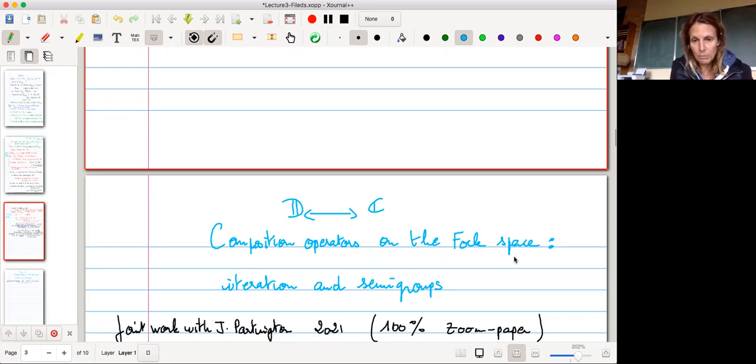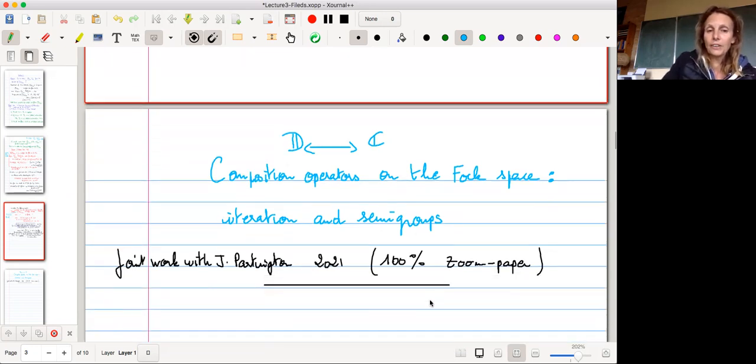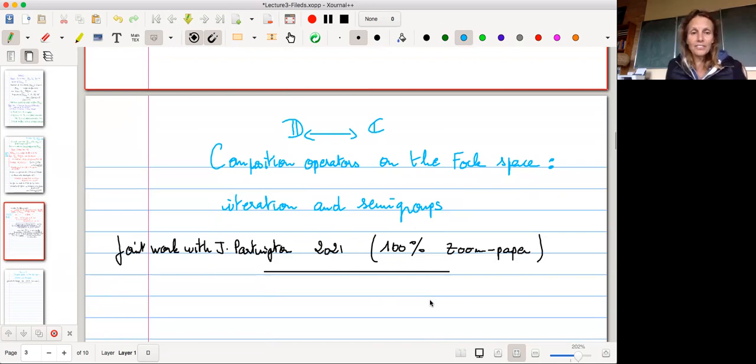That is the Fock space. And I'm interested in the same properties, namely the asymptotic behavior of C phi to the n, or the description of what happens for semigroups of composition operators. Okay, so this work is a joint work with Jonathan. We did it this summer. It's our first 100% Zoom paper. It's quite sad, but okay, that's life.